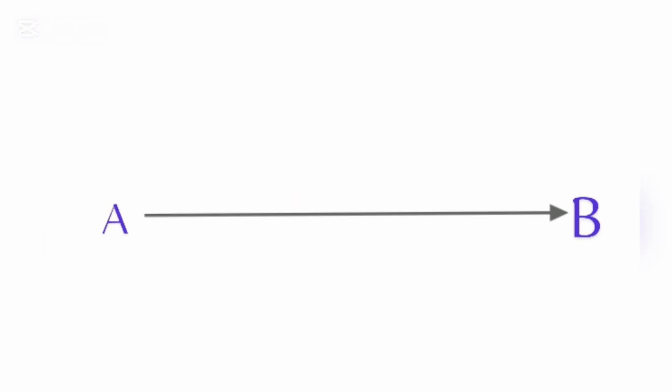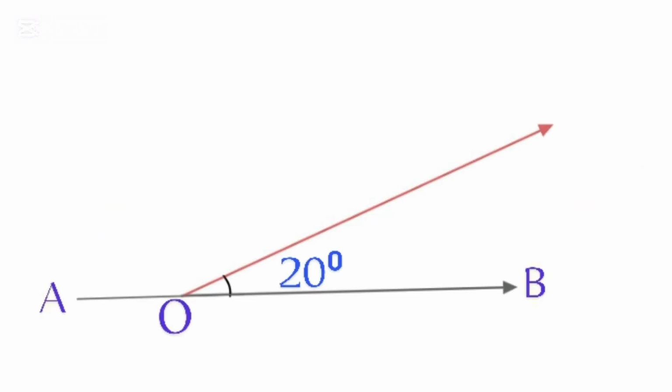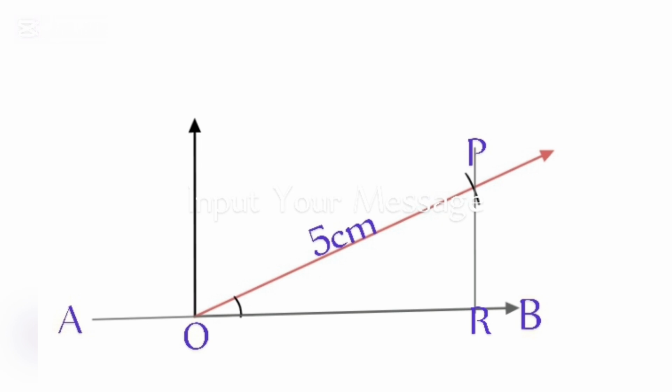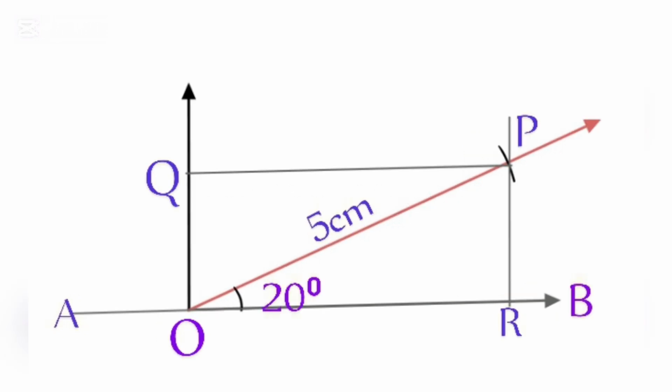Draw a straight line AB with your protractor from a point O. Measure out 20 degrees. Draw a straight line making an angle of 20 degrees with the horizontal OP. Measure out 5 centimeter from O to P. Produce P down to meet line AB at R and join Q to P to complete the rectangle.